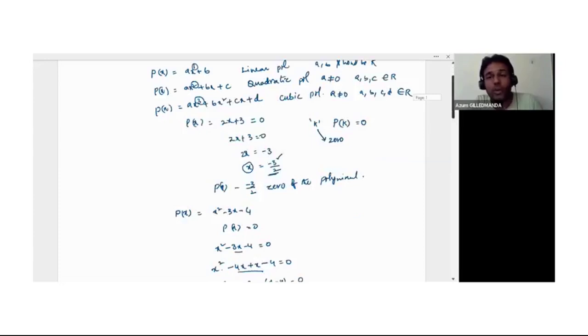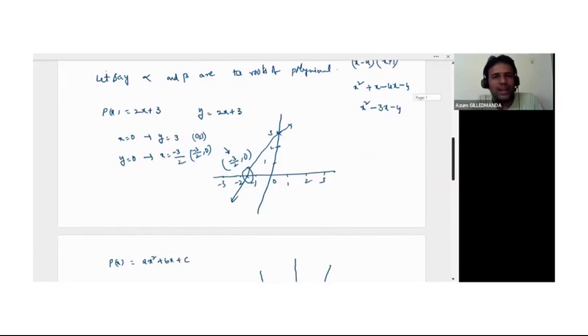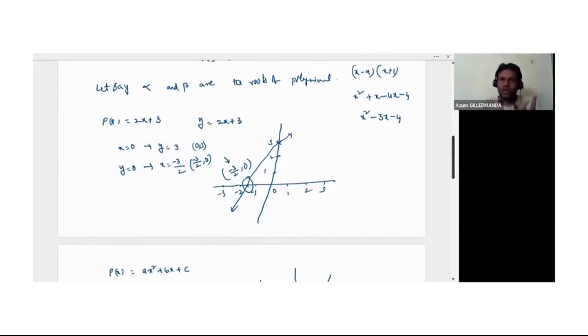So how many zeros can you have for a polynomial? If it is a linear polynomial, 1. If it is a quadratic polynomial, 2, because the degree of the polynomial is 2 and the maximum zeros we can get is 2. And if it is a cubic polynomial, maximum 3. The degree is 3 and we can get a maximum of 3 zeros. And we also looked at how to get those zeros. There are two methods. One is the graphical method. One is equating to 0. If you equate to 0 and solve that equation, you will get 1 root if it is a linear polynomial, 2 roots if it is quadratic, and 3 roots if it is a cubic polynomial.